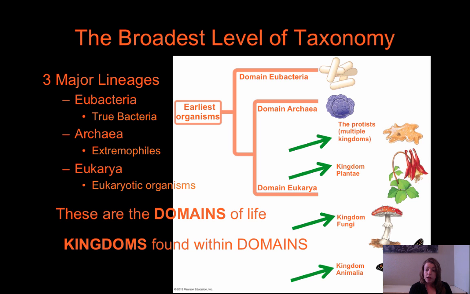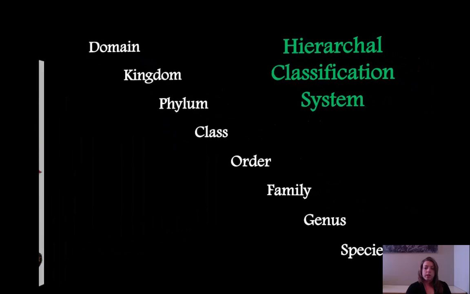Kingdom fungi, which are where our heterotrophic organisms are going to be found. And then kingdom animalia, also heterotrophs, but multicellular and capable of locomotion. And so we'll talk about these different groups as we go.